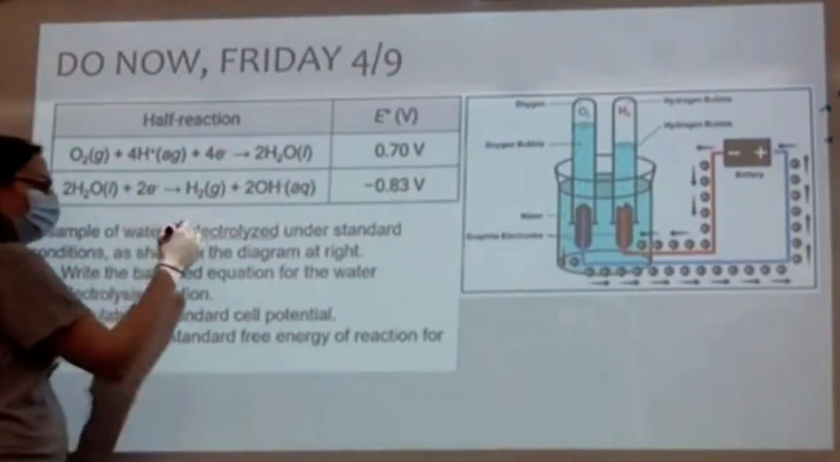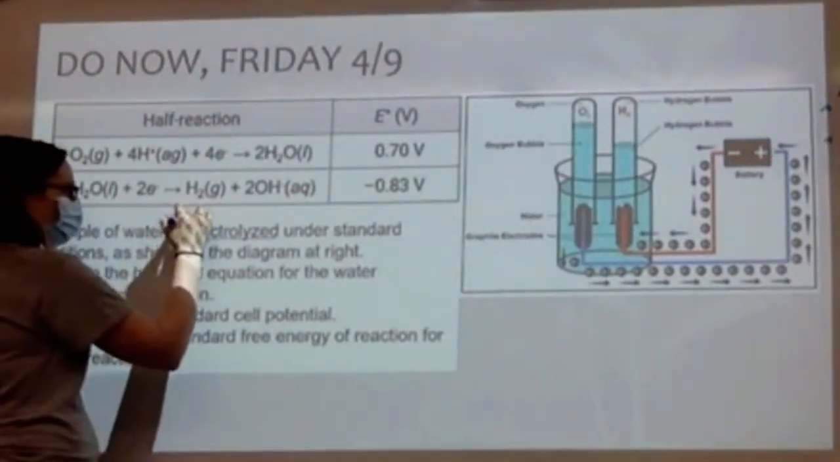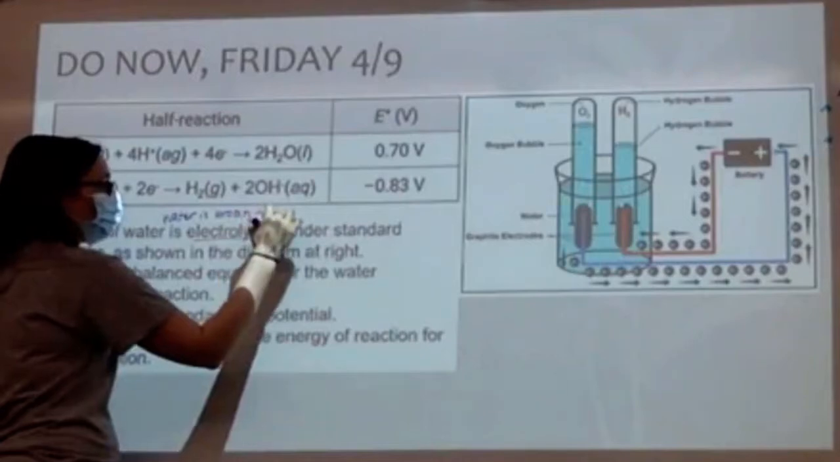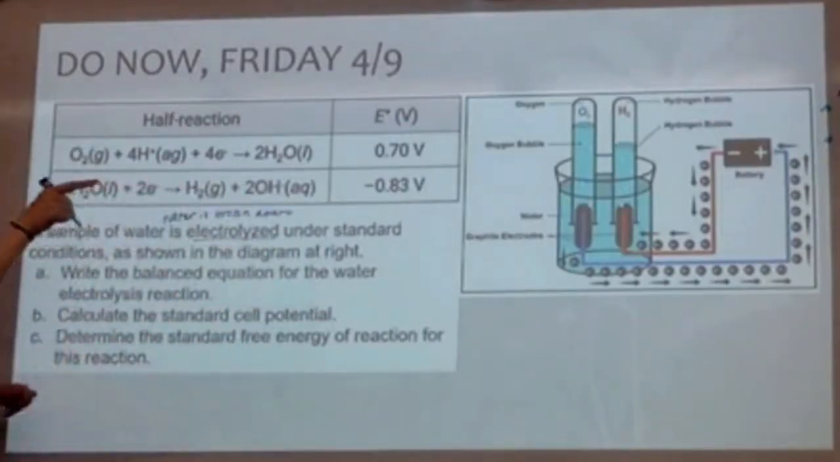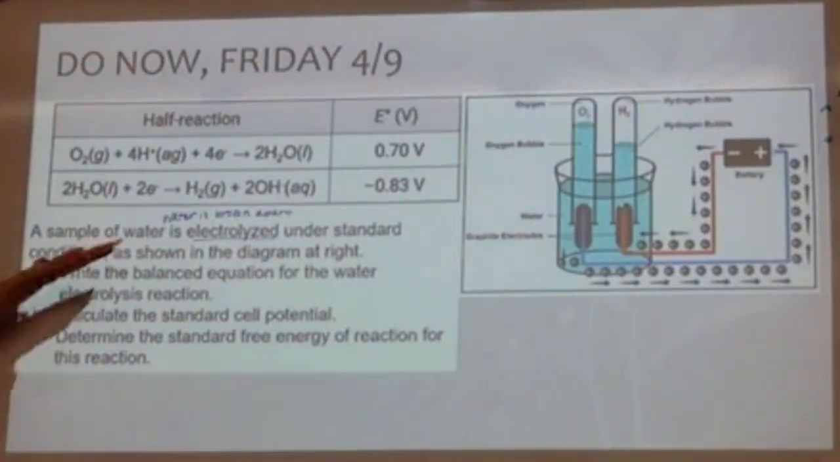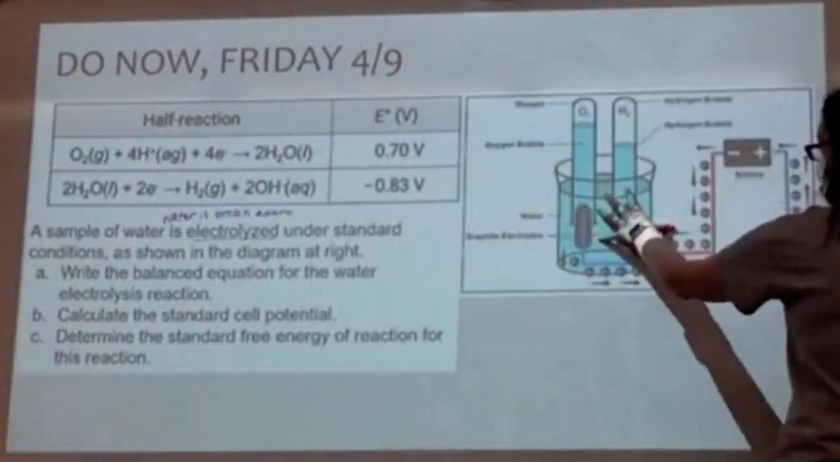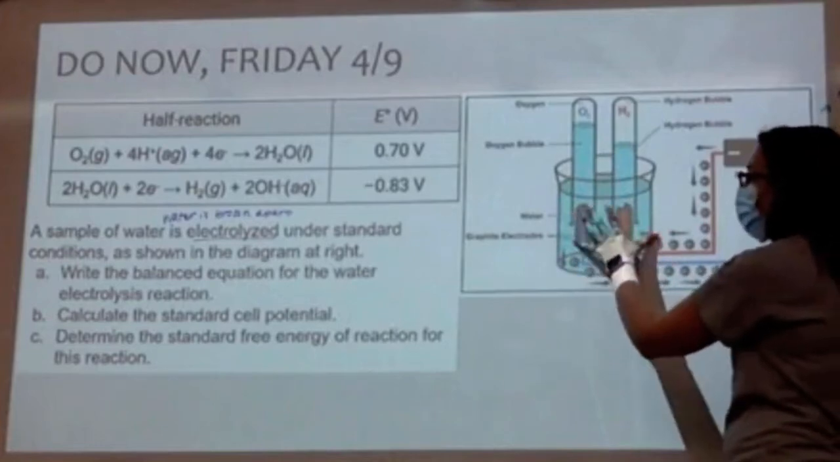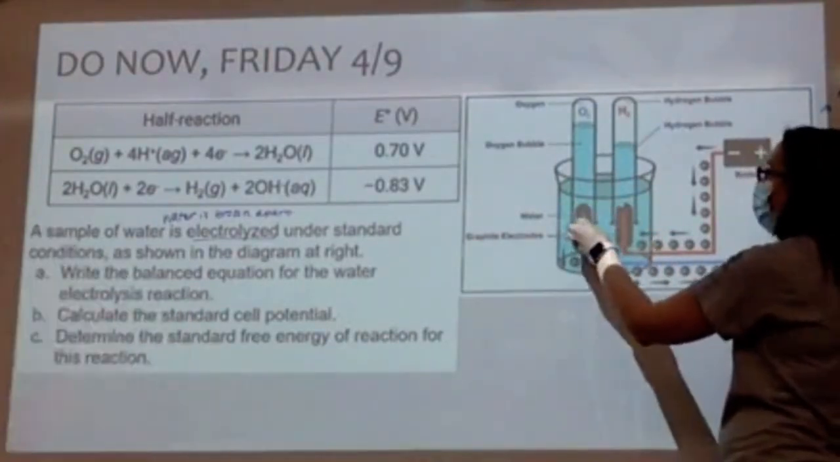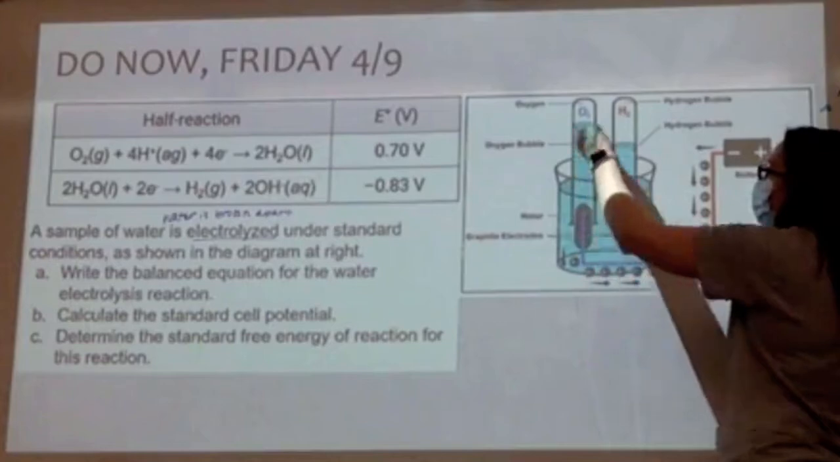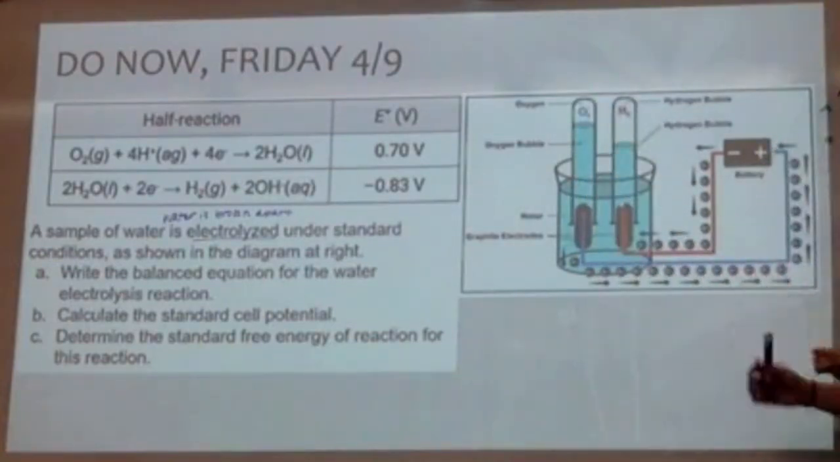When it says that water is electrolyzed, that means that water is broken up. I'm going to show you what the electrolysis of water looks like as a demo. I'll show you how we can separate water into H2 gas and O2 gas. So it shows the setup over here. You have water in a beaker, and you can electrolyze water. You can break it apart into H2 gas and O2 gas, and you can actually collect that gas. It says a sample of water is electrolyzed under standard conditions as shown in the diagram.